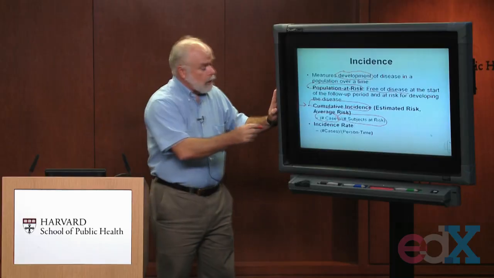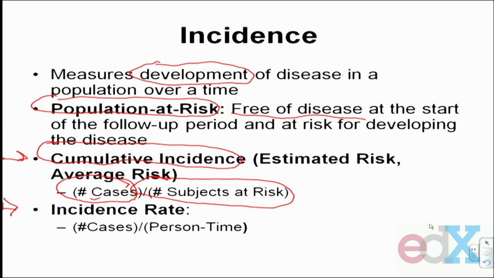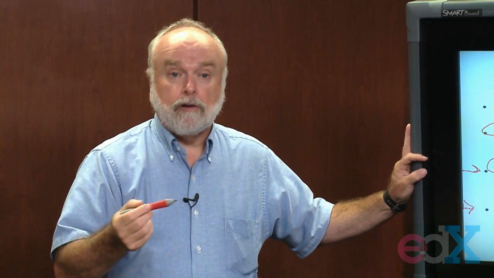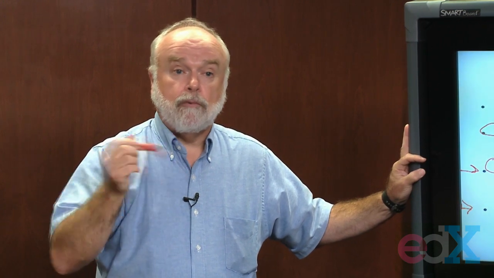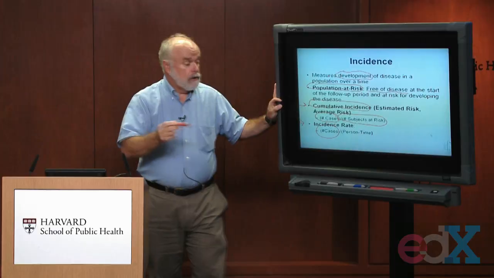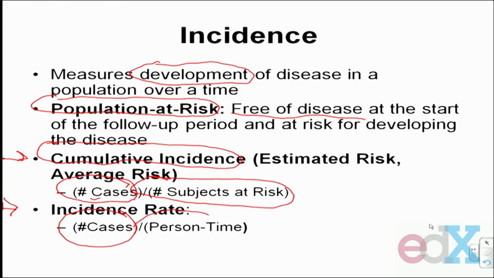But later I'm going to talk about a second measure of incidence, something called an incidence rate, which has the same numerator, the number of new cases of disease that developed in this population as it's followed over time, but has a different point of reference. Instead of comparing it to the number of people you start with, you compare it to how much person time you observe in that study. Person time is the notion of observing a person over time.